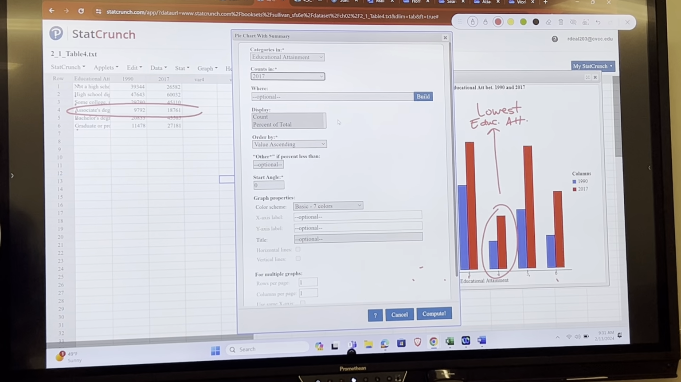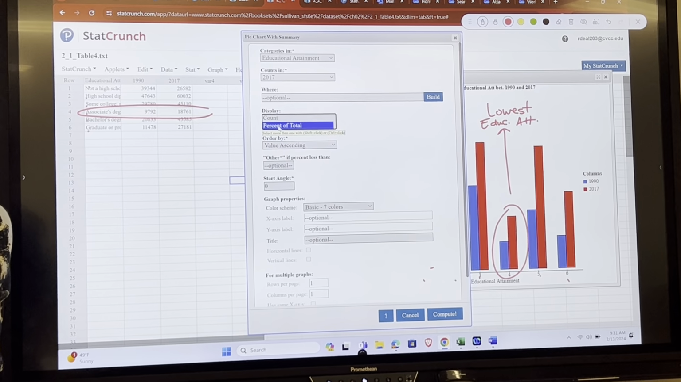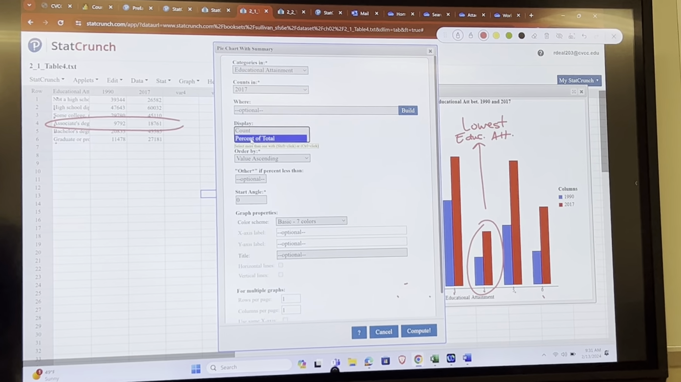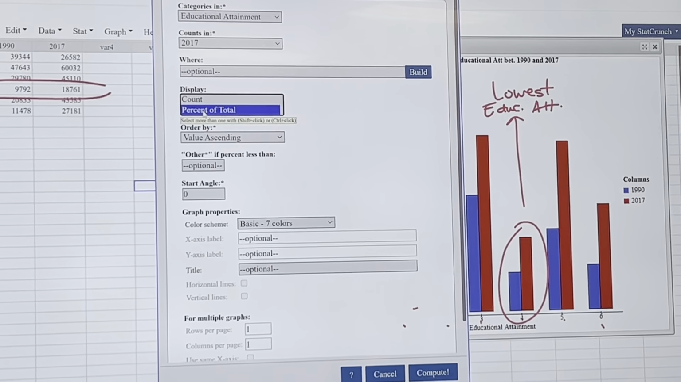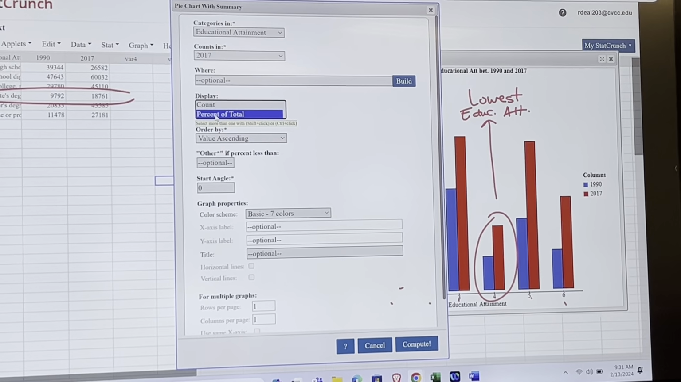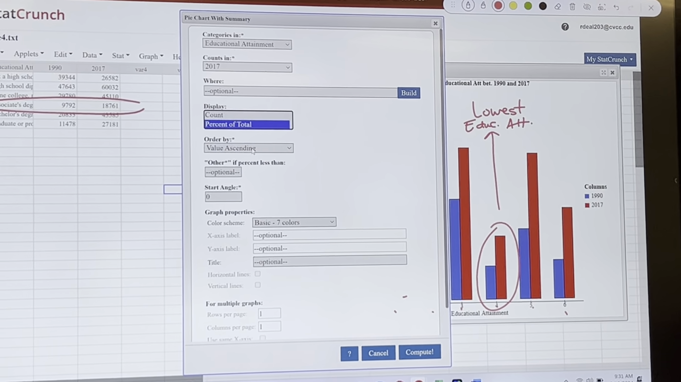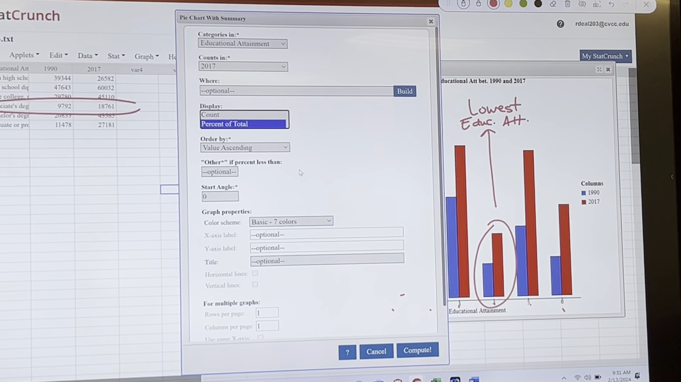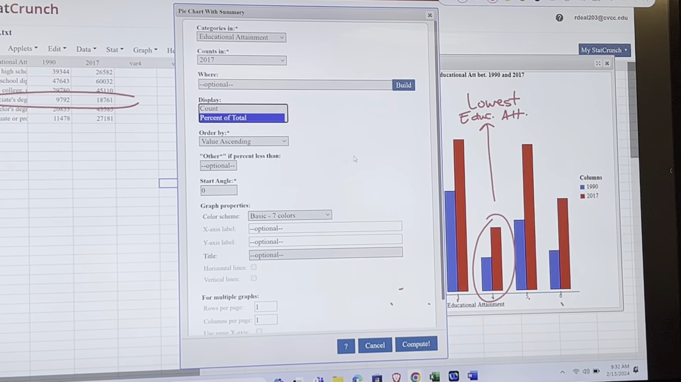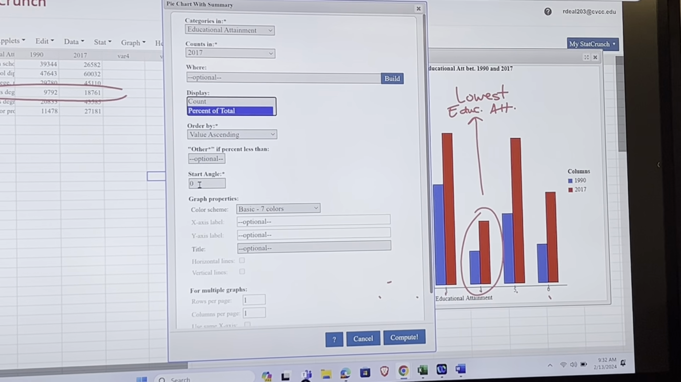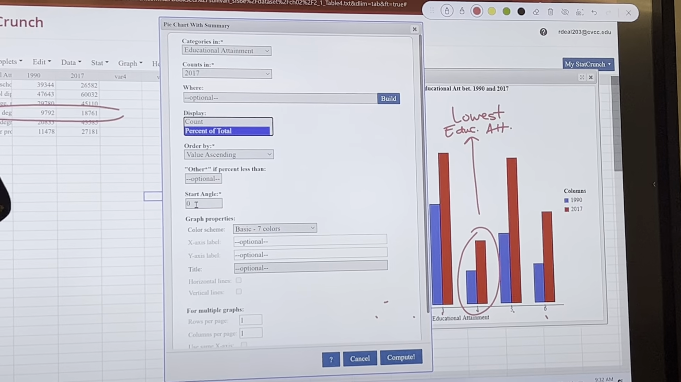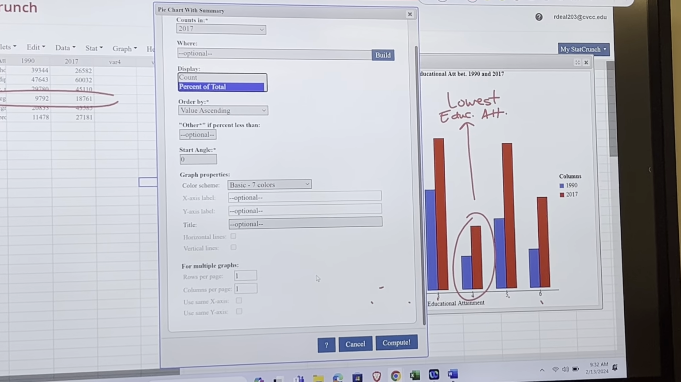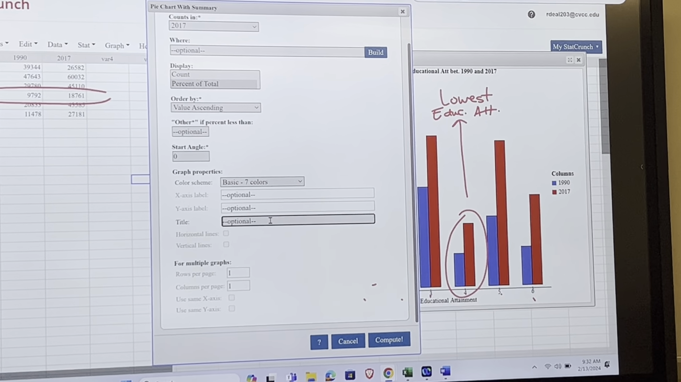Okay, choose the display of our pie chart here. Typically, a pie chart is good for percentages, right? So we click on the percent of total. So we're going to see later the percentage of total. You can order the value however you want, but it's all your preference, okay? And then after that, we can click on start angle 0, so that means it's going to start here, at 0 degrees, going counterclockwise.